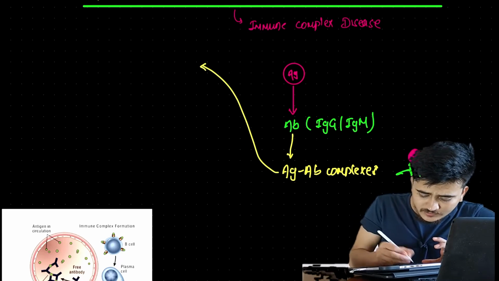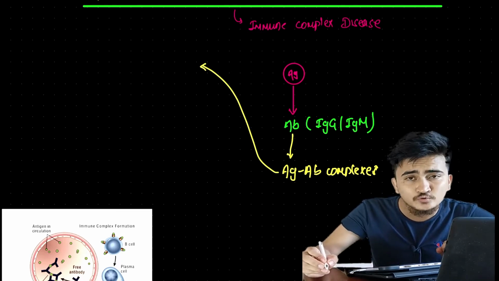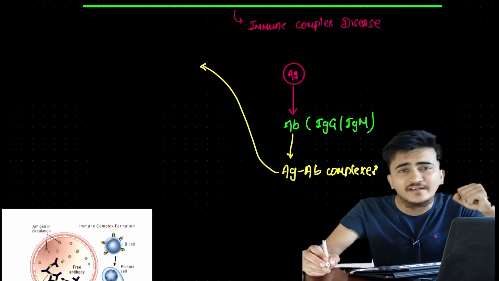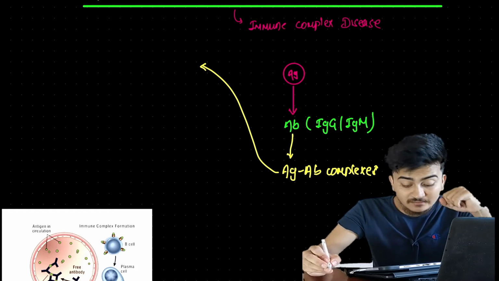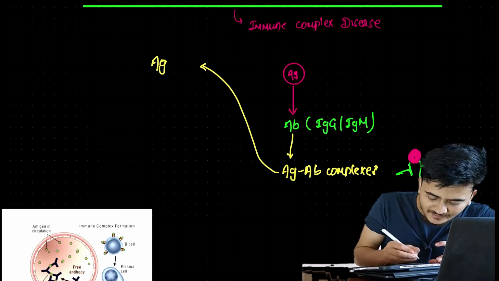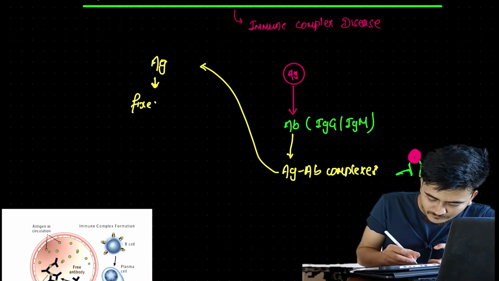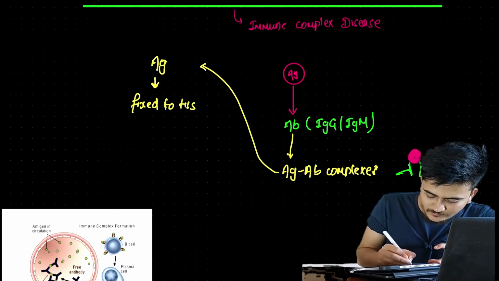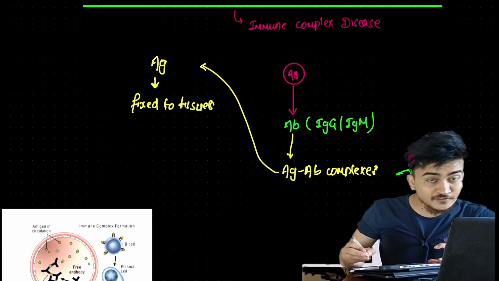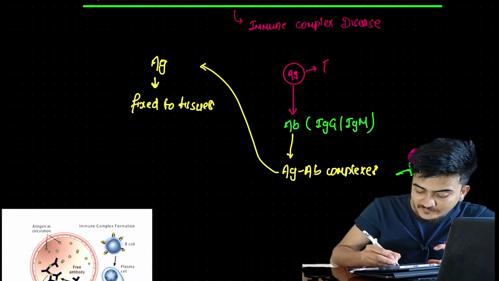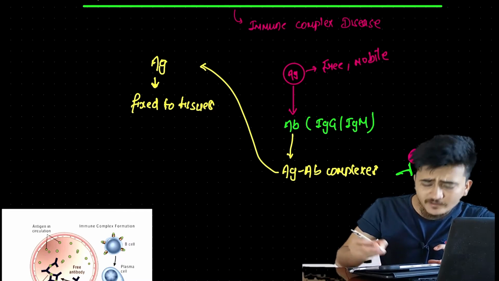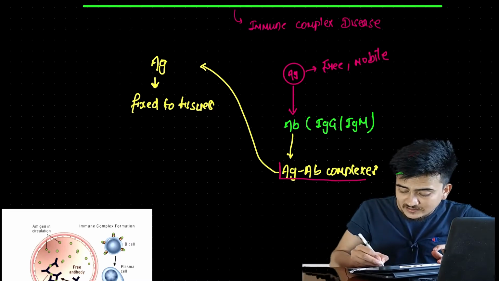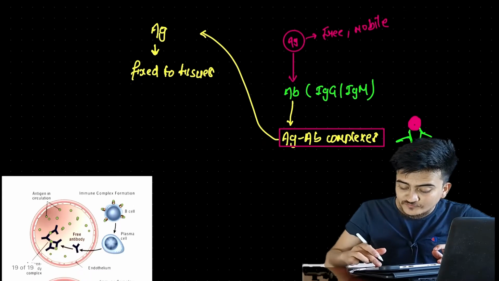If you recall the discussions that we had in type 2 hypersensitivity reaction, there also we had antigen antibody complexes, but there the antigens that we were dealing with were what? Fixed to tissues. There the antigens were fixed to tissues, but here these antigens are free. These are mobile antigens.